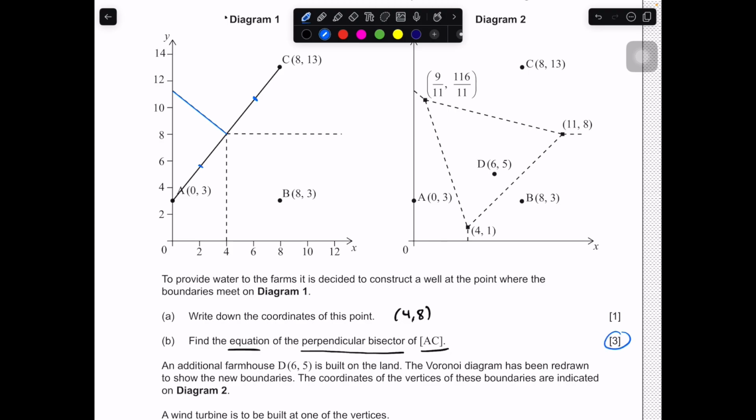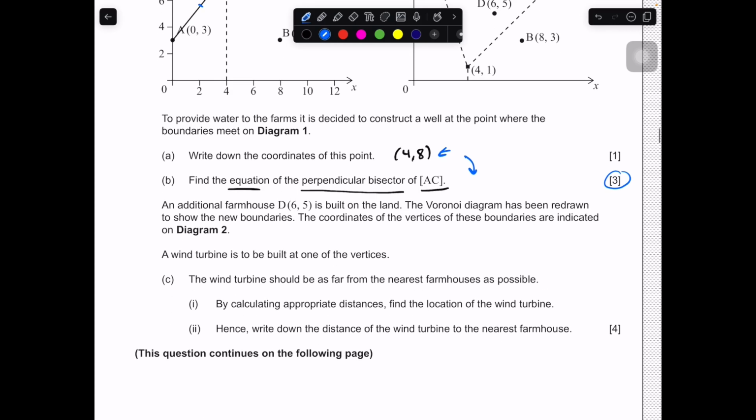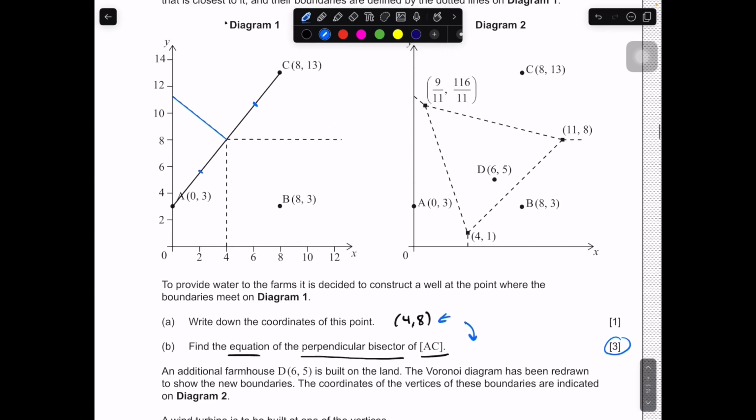Usually these are actually 4 mark questions, but I think it is possibly because we already have the midpoint here. So if this is a boundary point, we already have the midpoint here, so maybe that's where one of the marks comes from. Okay, so let's go ahead and work this out. Find the equation of the perpendicular bisector of AC.